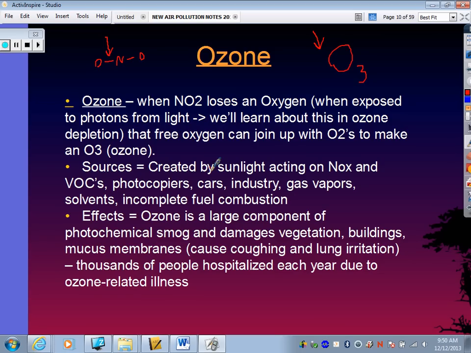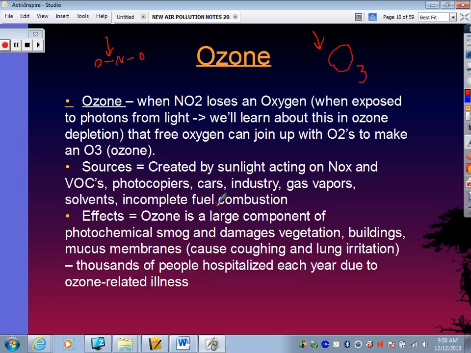Sources of ozone. It's actually created by sunlight acting on these NOxes and some other molecules too. It can knock oxygens off of other things like VOCs as well. Photocopiers give off ozone, believe it or not. Cars can help in this problem. Industry, vapors, solvents.